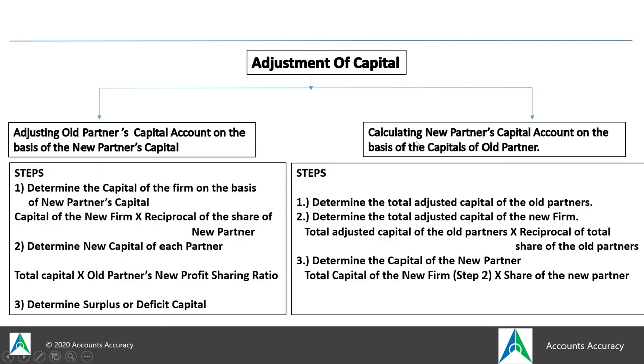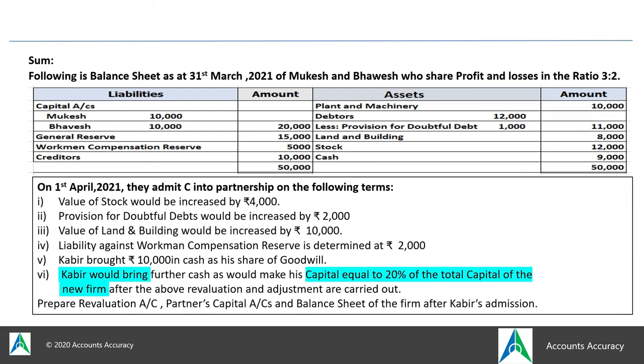Now let's see how the other case is done, that is calculation of the new partner's capital account keeping the old partners' capital as base. It is the vice versa of the first case. Here is another sum. I have not changed the sum, only this part, that is the capital adjustment part, has been changed by me in order to make you understand it easily.